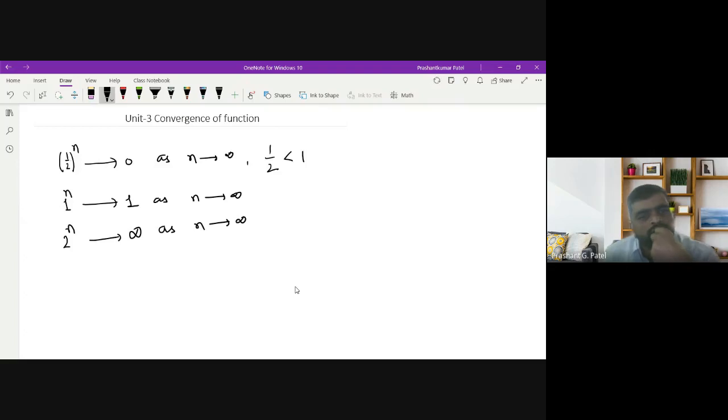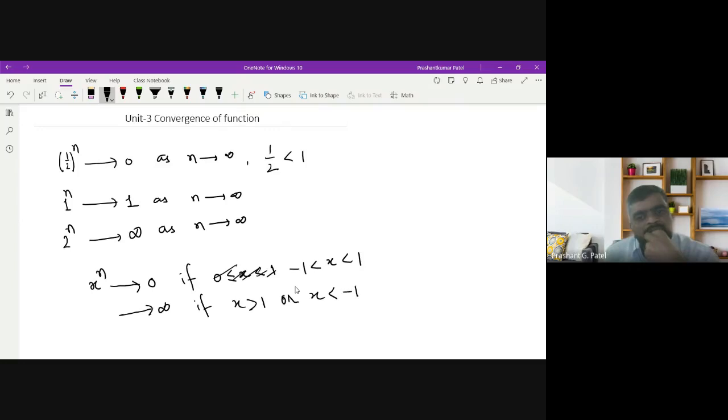Looking at all this pattern, it is of the form x^n. And you know that the sequence x^n tends to 0 if x is between 0 and 1, or more precisely, if x is between minus 1 and 1. It will tend to infinity if x is greater than 1 or x is less than minus 1. And it will tend to 1 if x is equal to 1. For minus 1, again it will be an alternating sequence.